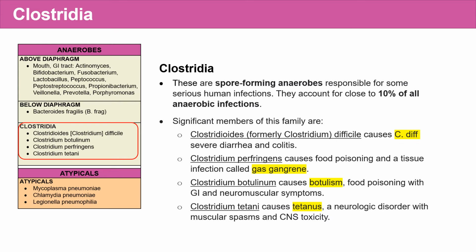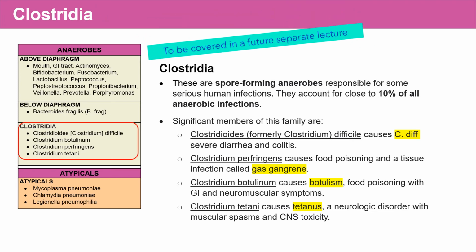Clostridium perfringens, which causes food poisoning and a tissue infection called gas gangrene. Clostridium botulinum, which causes botulism, food poisoning with neuromuscular symptoms, and Clostridium tetani, which causes tetanus, a neurologic disorder with muscle spasms and CNS toxicity. Now, the scope of this discussion on Clostridia is too large to be included in this lecture series, and so we'll be covering Clostridia in a future separate lecture which will focus in on the treatment of Clostridioides difficile.